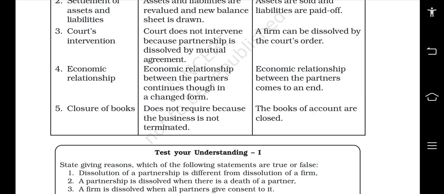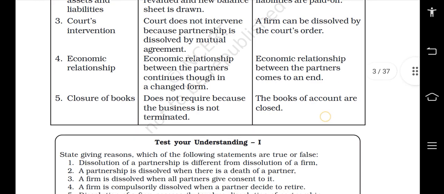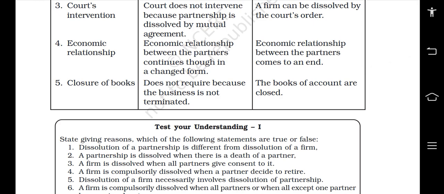In the case of dissolution of firm, the books of account are closed. All the accounts are closed and do not recur, because the business is terminated. In the case of dissolution of partnership, books of accounts are not closed because the business carries on. Only the partnership terms and conditions are changed.